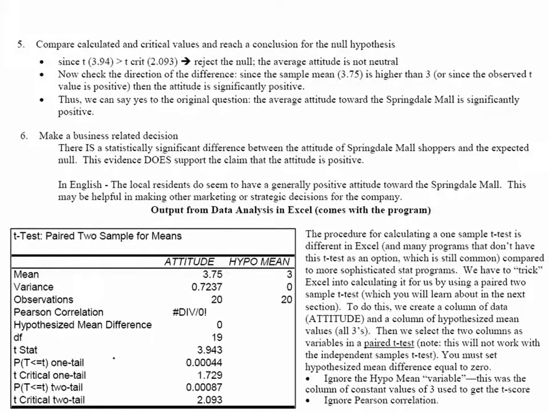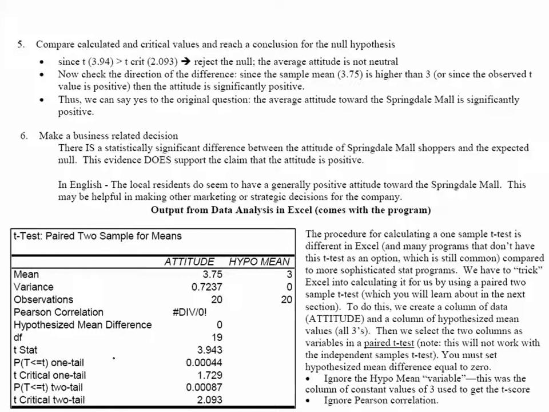So we compare the calculated and critical values, and we reach the following conclusion. Since 3.94, or t-stat, is greater than 2.093, or t-critical, we would reject the null. The average attitude is not neutral. Now we check the direction of the difference. Since 3.75 is higher than 3, the value of the t-statistic is positive, then the attitude is significantly positive. Thus, we can say, to the original question, the average attitude towards the Springdale Mall is significantly positive.